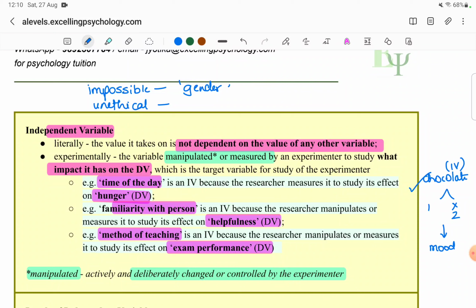Let's take another example. Supposing the researcher wants to study what effect brain damage has on the personality of a person. Can he deliberately damage the brain of some human participants? No, ethics will not allow him to do that. But he does believe that because of brain damage, some people's personality might be affected. So this is an important study that he wants to conduct. How should he go about it?